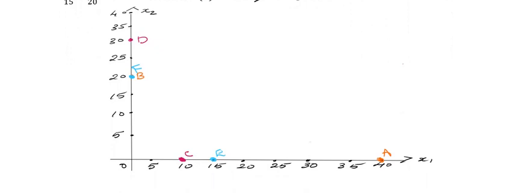So here, vertical and horizontal I have denoted by x1 and x2 as per the question, and start plotting the points. So A is the point where we have 40, 0. B is a point where we have 0, 20. C is a point where we have 10, 0. D is a point where we have 0, 30. E is a point where we have 15, 0. And F and B are at the same point, that is 0, 20.